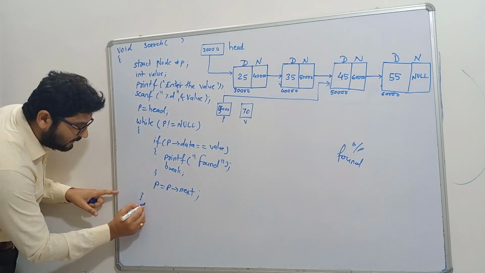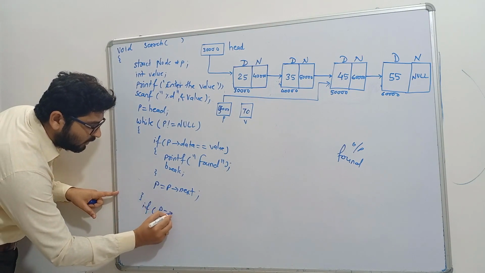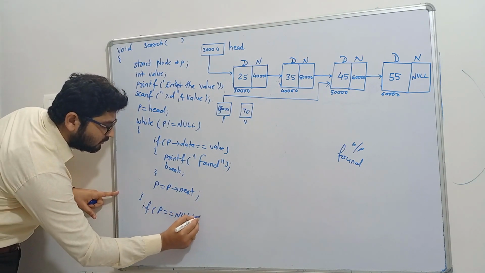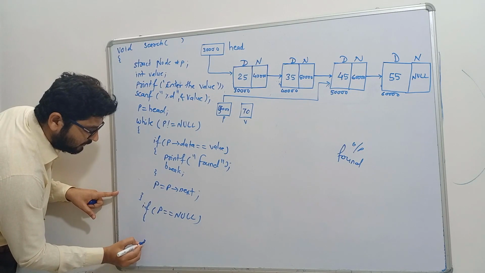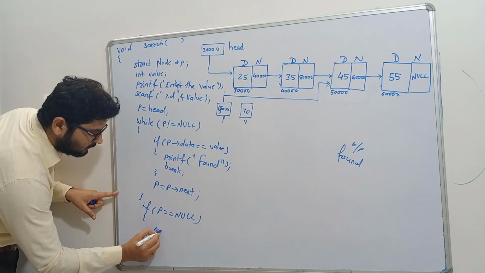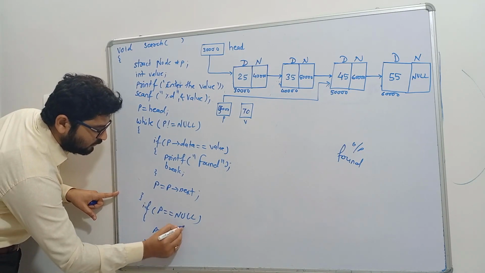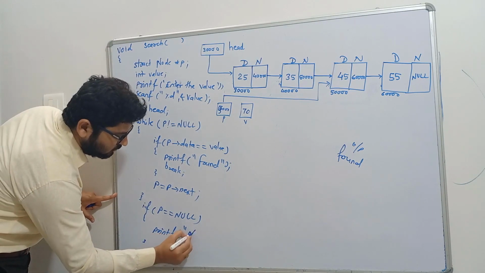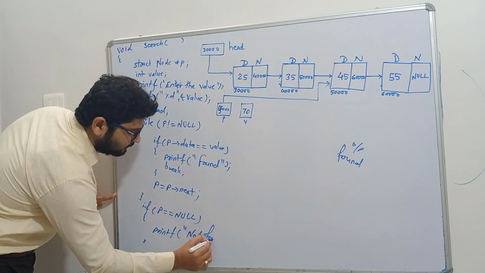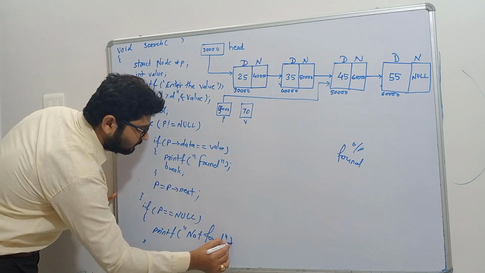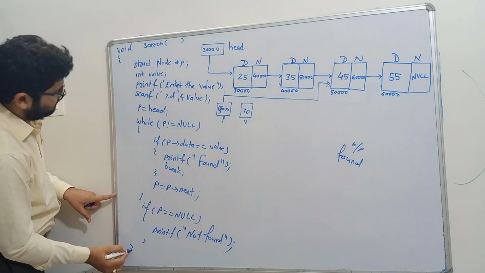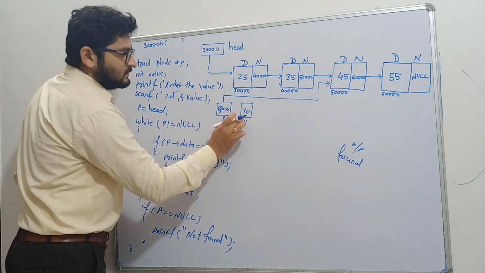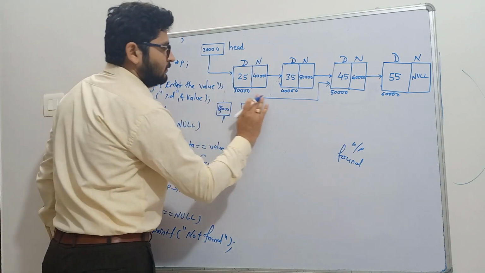So that's why we will write if P equal to null, and here we will print not found. So the value which we are looking for is not found. So not found we will print, and here we will stop this. Now let us suppose we will go for this value, 70.